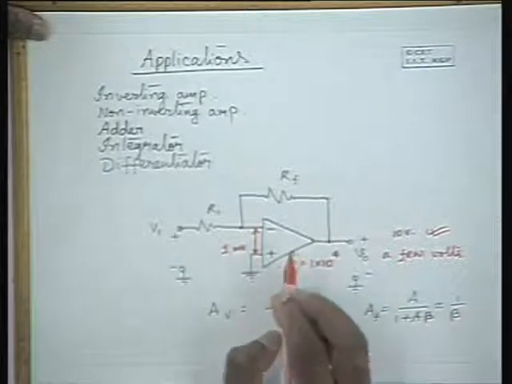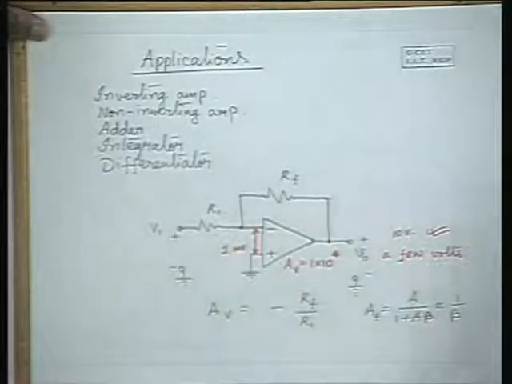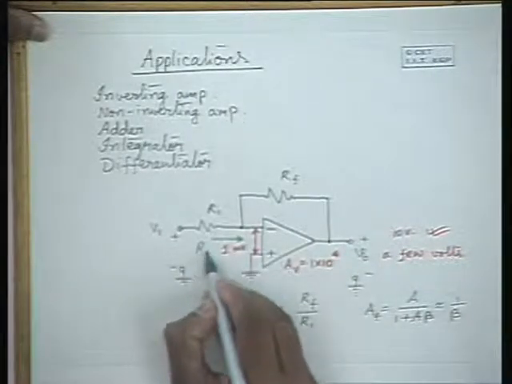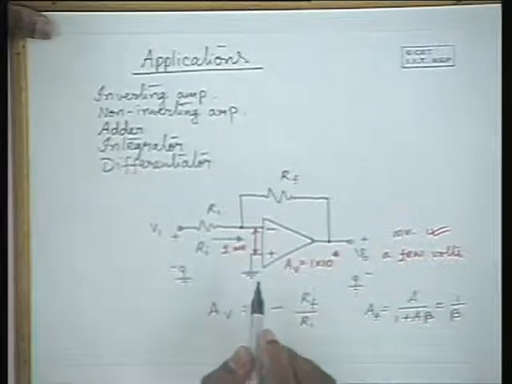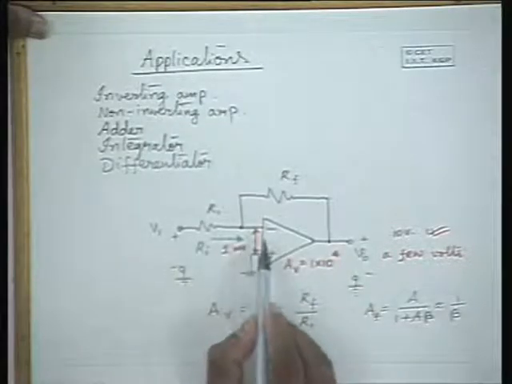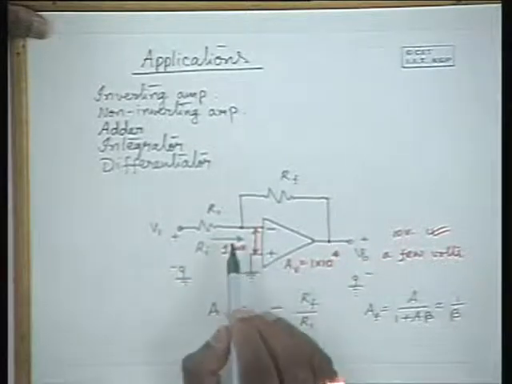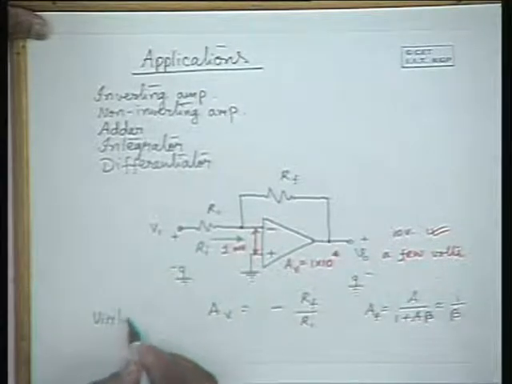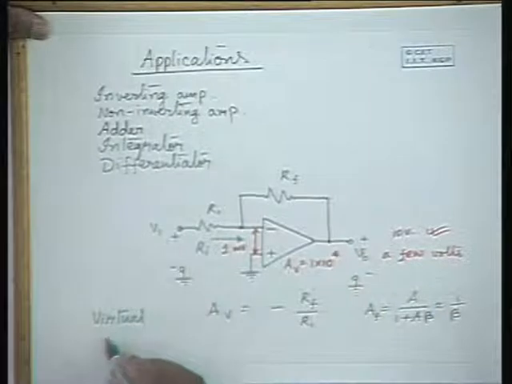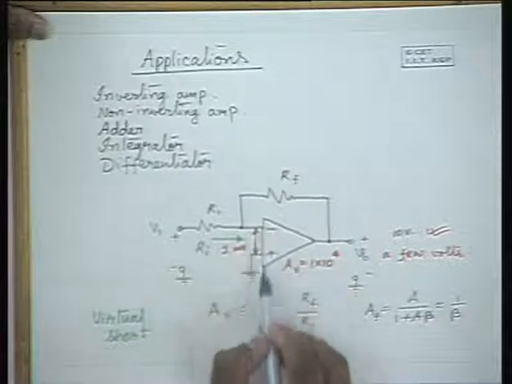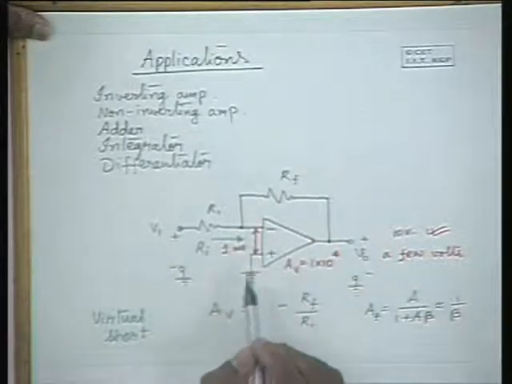But is it a short circuit? It's not, because the input impedance at these terminals is equal to Ri, and that is very high, of the order of megaohms. Since this is megaohms, and at the same time the voltage drop can be a few millivolts, it is known as a virtual ground, a virtual short at the input terminals. And if one of them is grounded, the other terminal is also a virtual ground.